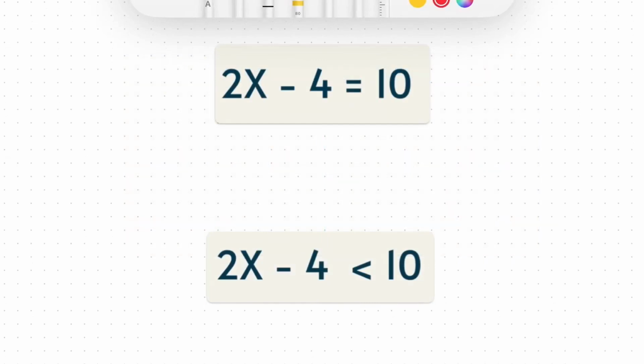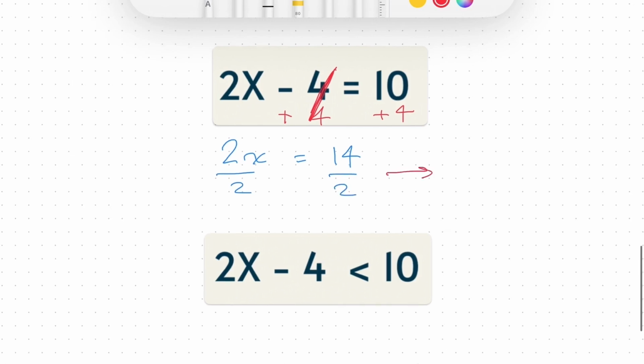So let's say I had the equation 2x minus 4 equals 10. How would you solve for x? I would like all of you to pause the video and give it a try. So the first step is to add 4 to both sides of the equation. By doing this, you eliminate the negative 4 from the left side. You're then left with 2x equals 14. And now, in order to solve for x, you would simply divide both sides by 2, giving you a final value of x equals 7.